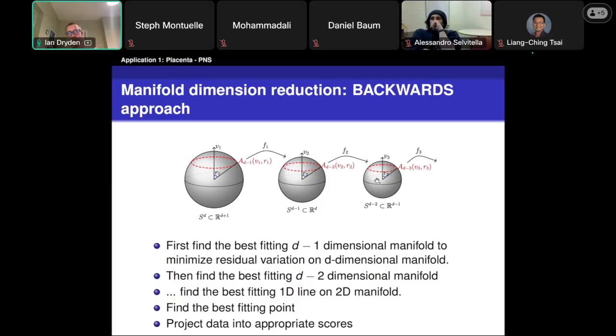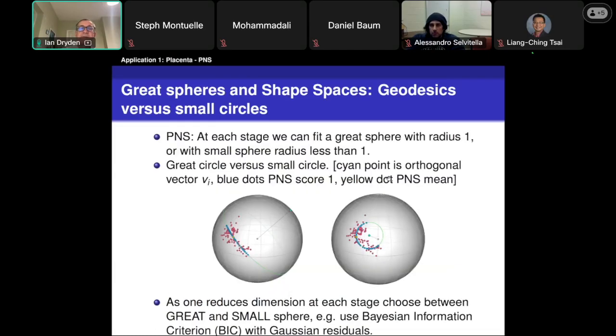So that sort of transition through the dimensions backwards will give us, at the end of the day, a mean, the principal nested spheres mean, and a first score around the circle, and then the next score will be the distance away from that circle. So this picture might help a bit more.